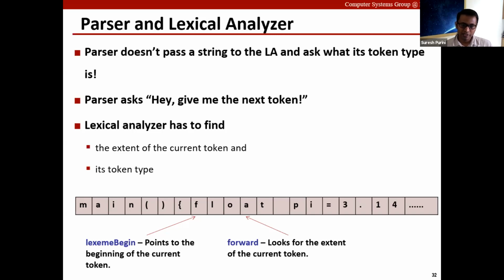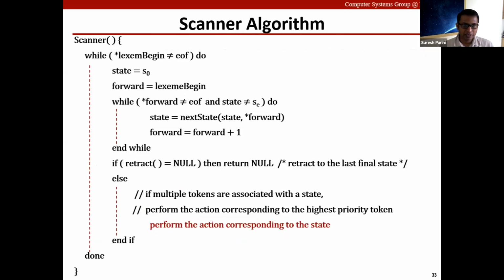So this is how the lexical analyzer finds the extent of the current token and the token type also. It keeps moving forward, and once it enters the trap state, it retracts back to the last accepting state. From that accepting state, it figures out the token type of the current word, and then gives that information back to the parser. So this is the algorithm, but the idea is what I have already told you.